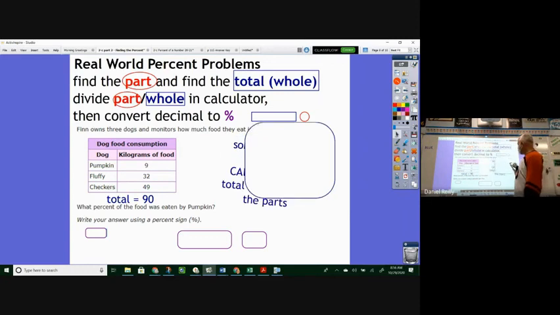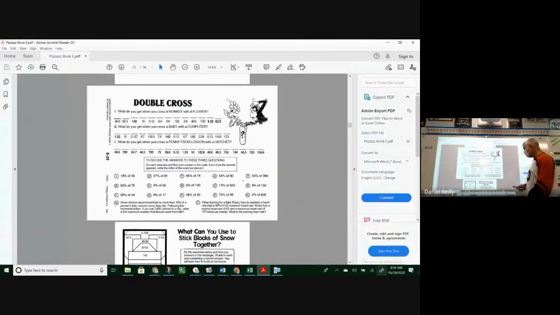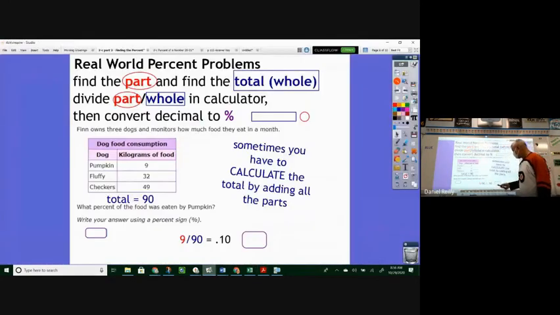Okay? So a lot of times you have to calculate the total by adding up all of the parts in some problems. All right? So 9 divided by 90 is 0.1, which means what percent of the food did Pumpkin eat? 10% of the food. 10%.